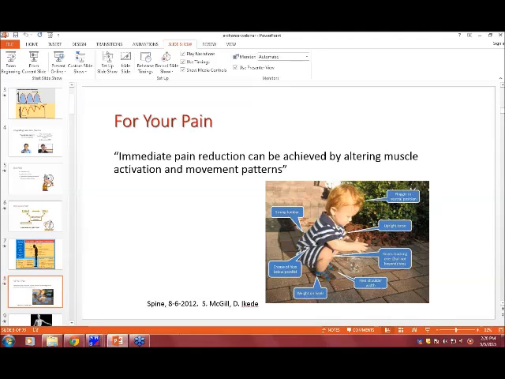Stuart McGill, who I have a tremendous amount of respect for, really has done a wonderful job on the literature front. He has said immediate pain reduction can be achieved by altering muscular activation and movement patterns. Kind of piggybacks on what we said earlier about the altered motor control.